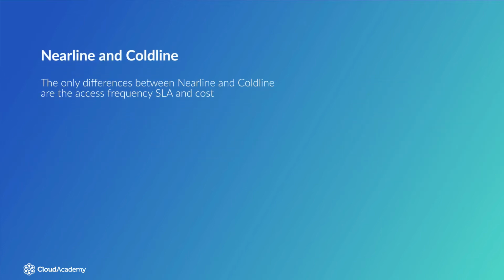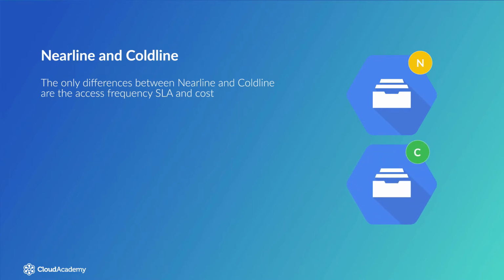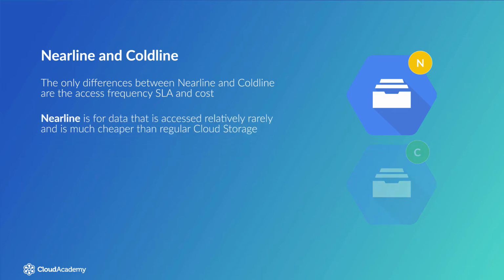The only thing different about the Nearline and the Coldline versions of cloud storage are the access frequency SLA and the cost. Nearline is for data that is accessed relatively rarely, say once a month. Because of that, it's much cheaper than just the regular cloud storage. Now, Coldline is really for archiving. This is by far the cheapest cloud storage you could get, but with its access SLA, it is really only for data that's accessed maybe once per year, if ever.